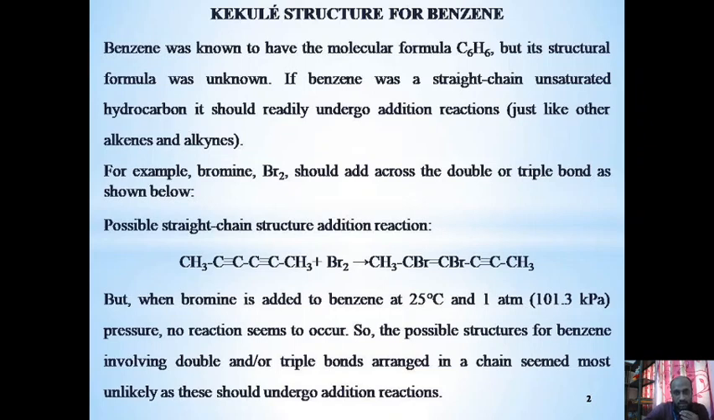This is the possible straight chain structure addition reaction. When an alkyne, the triple bond compound, reacts with Br2, it will give a double bond compound, or maybe a compound with double and triple bonds. But when bromine is added to benzene at 25 degrees centigrade and 1 atmospheric pressure, no reaction seems to occur. So the possible structures for benzene involving double and/or triple bonds arranged in a chain seemed most unlikely, as these should undergo addition reactions.